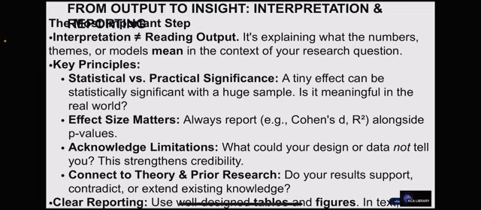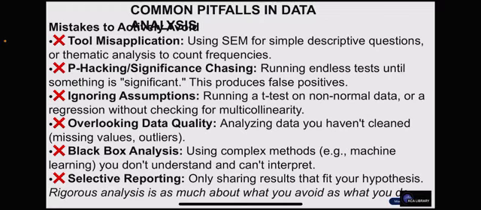The third one is acknowledge limitations. By doing this, you state what your design or data could not tell you, since hiding this threatens credibility. You understand? And the fourth one is connect to theory or prior research: does your result support, contradict or extend existing knowledge?